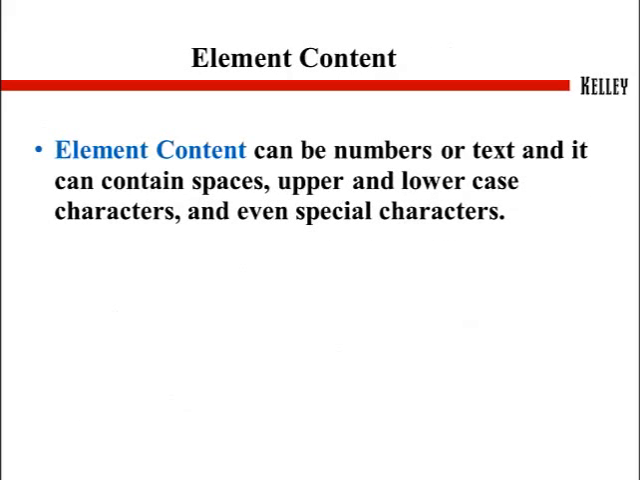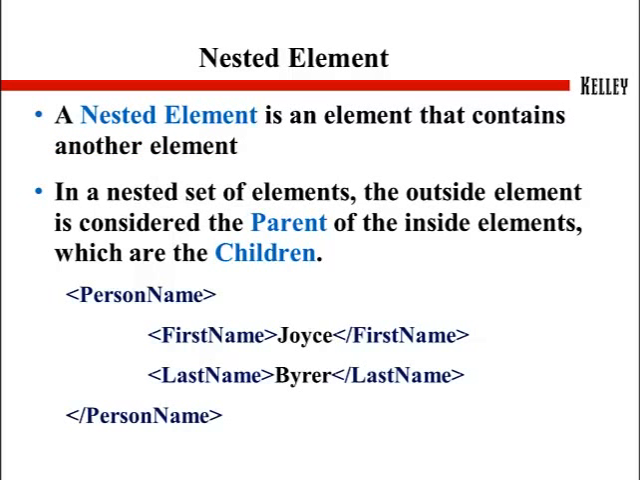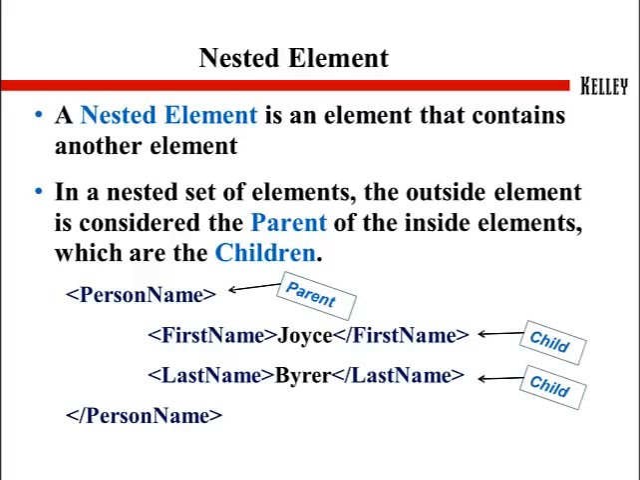The element content can be numbers, it can be text. It can also contain spaces, upper and lowercase characters, and even special characters. Content can also be another element, and we call this a nested element. In a nested set of elements, the outside element is considered the parent of the inside elements, which are the children elements. And I've got an example here.